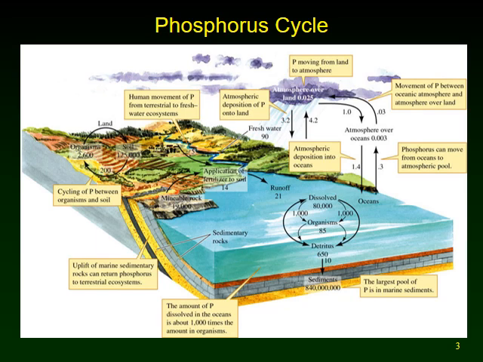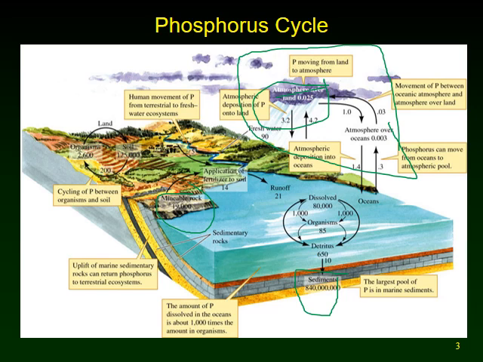So here's an example of the phosphorus cycle, and you can see there's some movement in the atmosphere, but not a lot. And notice the greatest amount in the sediments and rocks and other places, terrestrial and aquatic environments. So this is one where the gaseous part of this cycle is not very important.